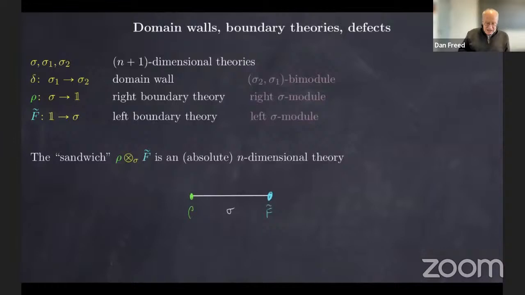And if we have both a right and left module, a right and left boundary theory, then again, we can form this sandwich, which I'll write again in this algebra notation, this tensor product. But now the tensor product means the n-dimensional theory you get by dimensionally reducing sigma, this n plus one dimensional theory, along this interval where the interval has these boundary theories, the right and left boundary theories. So that's now an absolute n-dimensional theory, doesn't live on the boundary of anything, stands alone. And we'll write that as this tensor product. So that's the mixing or the sandwich of the left and right boundary theories over sigma.